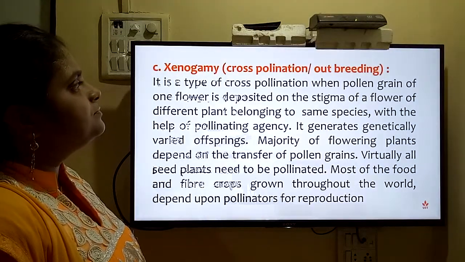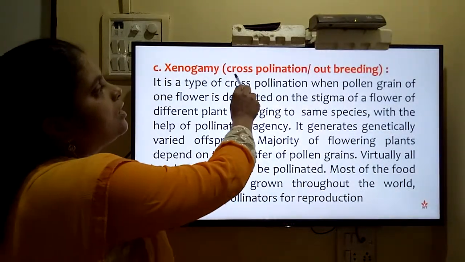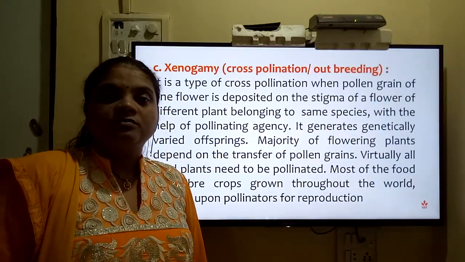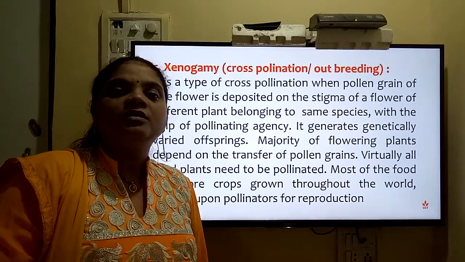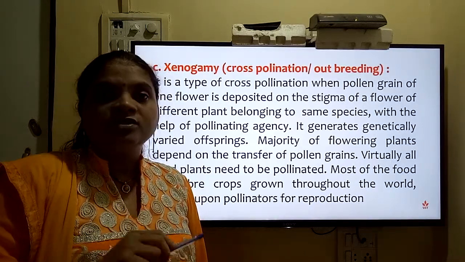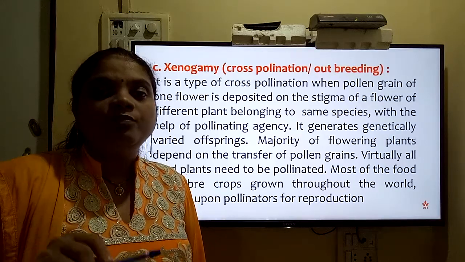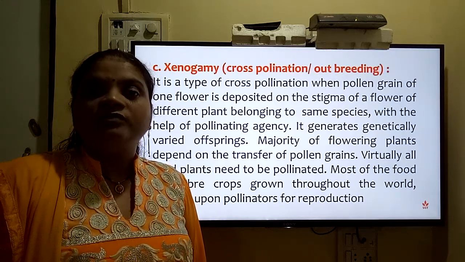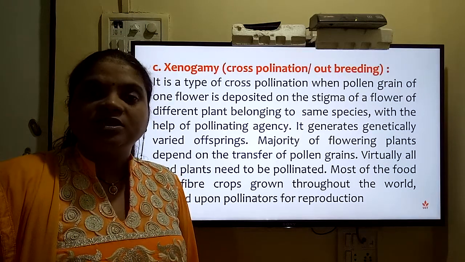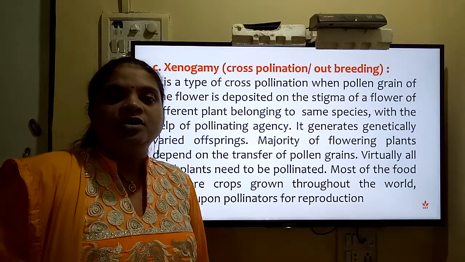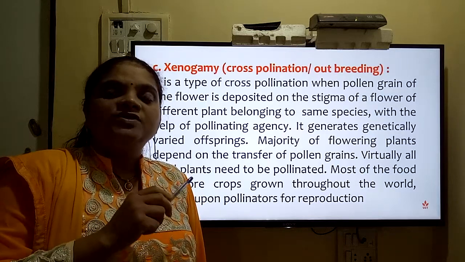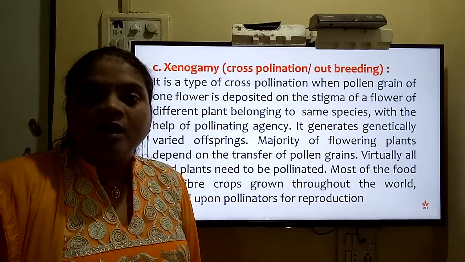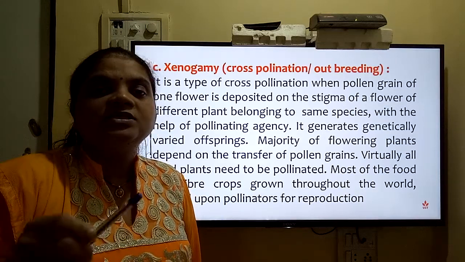Now xenogamy. What is that? Cross-pollination or outbreeding. Xenogamy is again a type of cross-pollination. Pollen grains of the anther of one flower are transferred to the stigma of another flower on a different plant, but of the same species. That is called xenogamy.